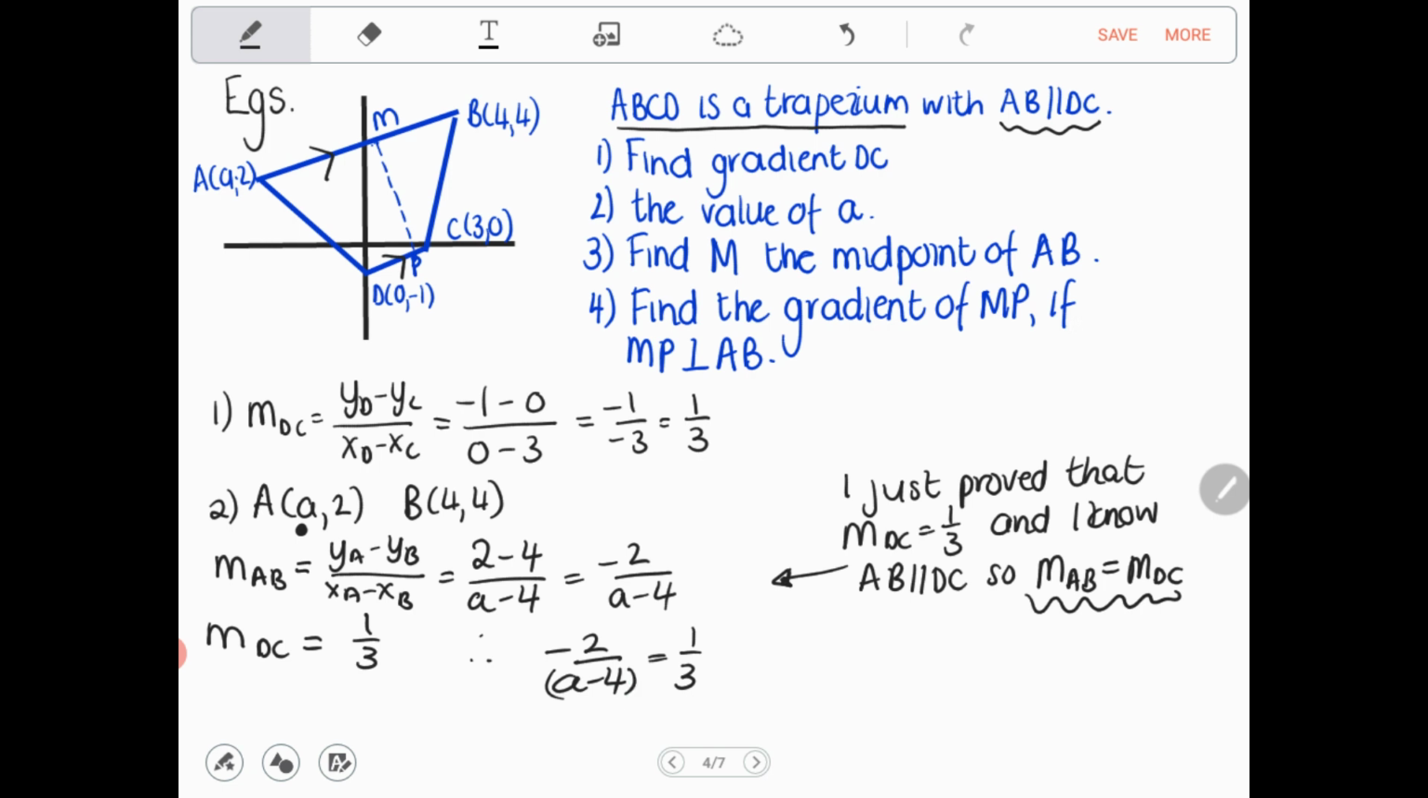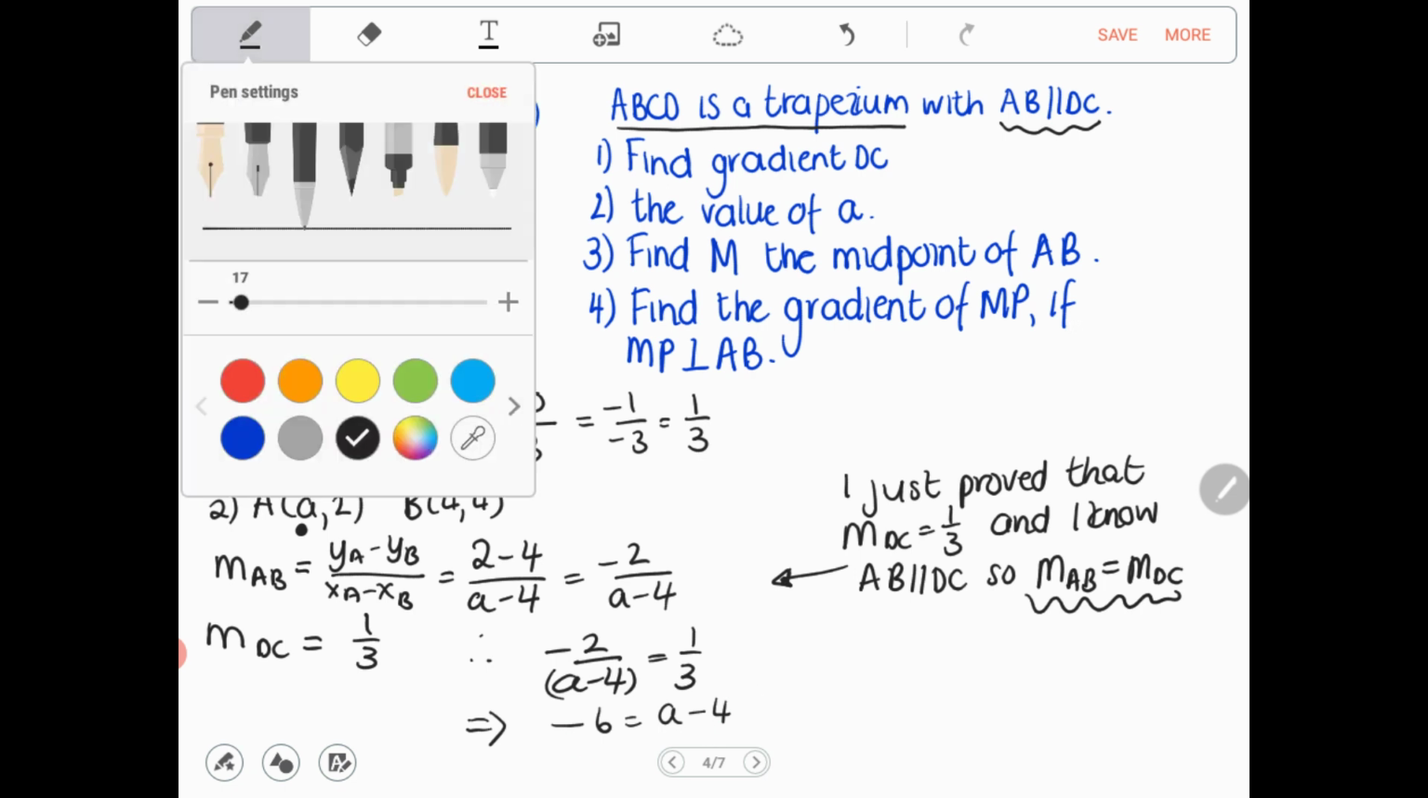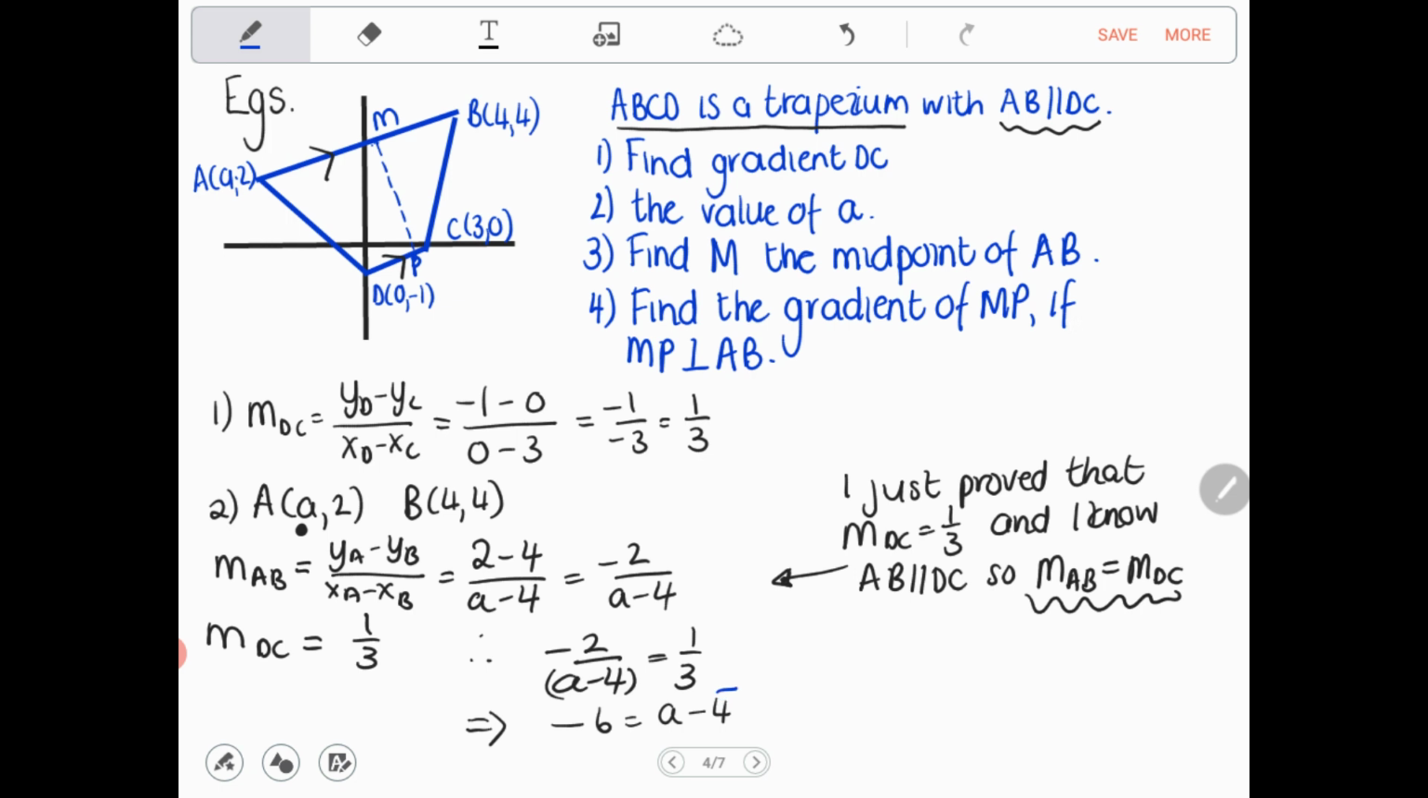Okay, so we either cross multiply or we find a lowest common denominator. Whichever way you do it, you're going to end up with -6 is equal to A minus 4. And then we're going to add 4 to both sides to get the A alone, and we're going to end up with -2 is equal to A. And again, check: can you see that your x-coordinate here would be a negative, so that is a feasible answer.